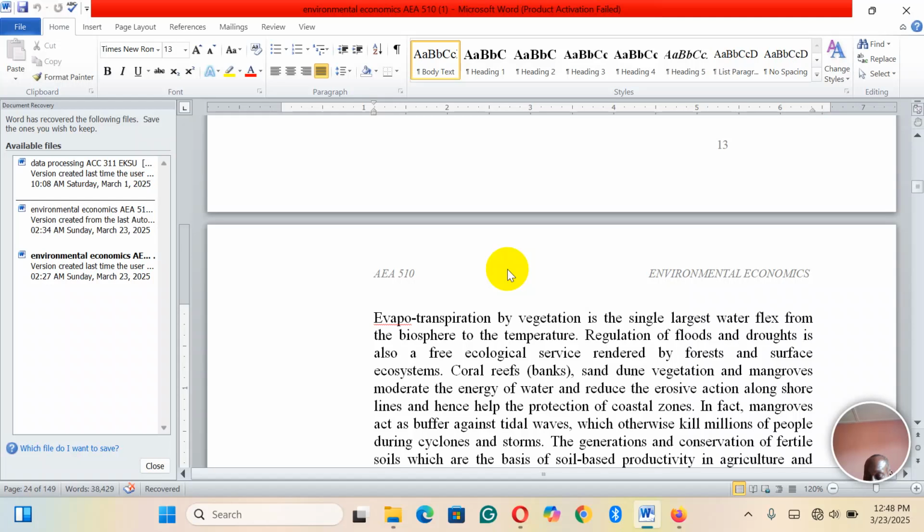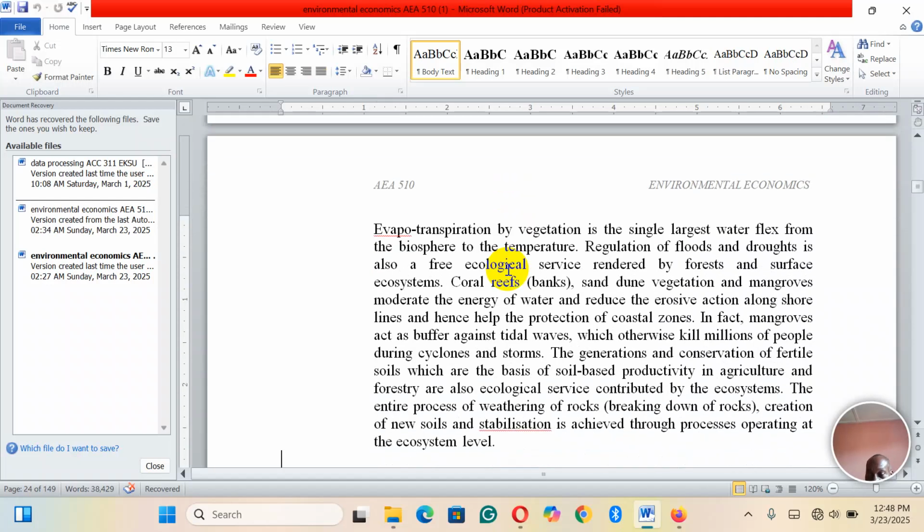So the generation and conservation of fertile soil, which are the basis of soil-based productivity in agriculture and forestry, is also an ecological service contributed by the ecosystem. The entire process of weathering of rocks, breaking down of rock, creation of new soil and stabilization is achieved through processes operating at the ecosystem level.